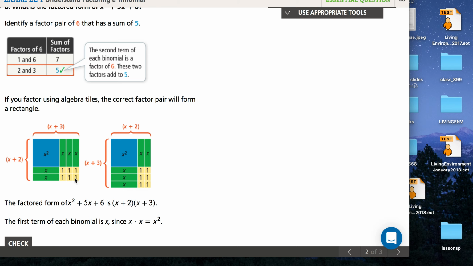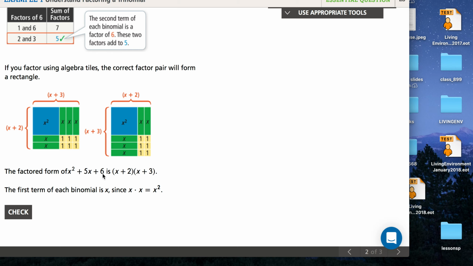Now, as you see here, for x plus 3 times x plus 2, we use a different strategy. The factored form of x squared plus 5x plus 6 is x plus 2 times x plus 3. The first term of each binomial is x, since x times x is x squared. Now pay attention to how we come up with the terms of the trinomial. This always makes x times x give us x squared, the first square.